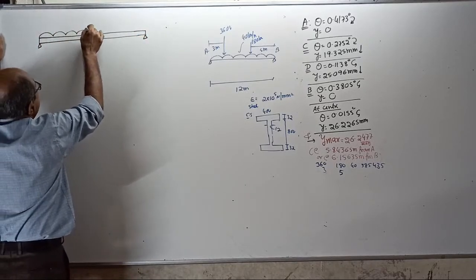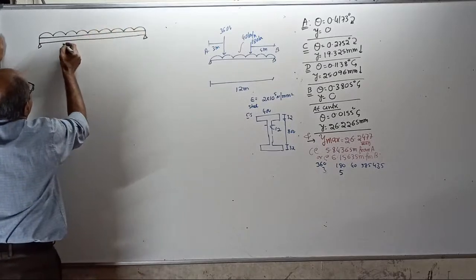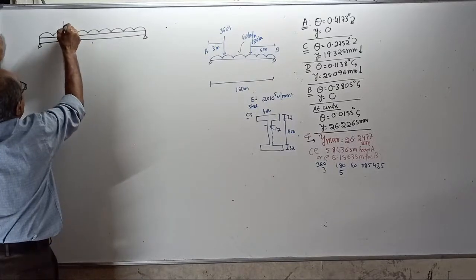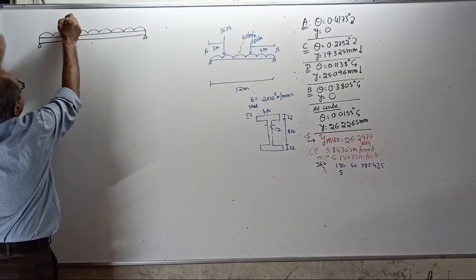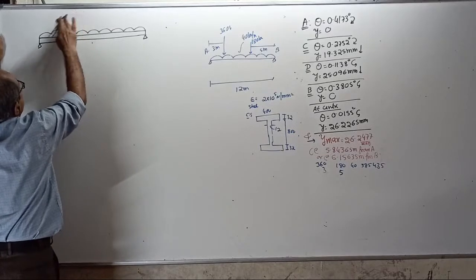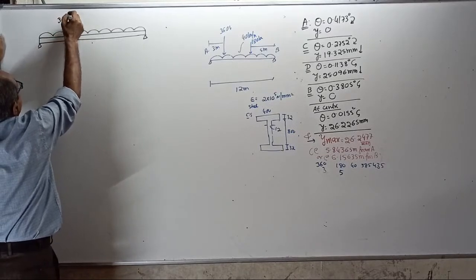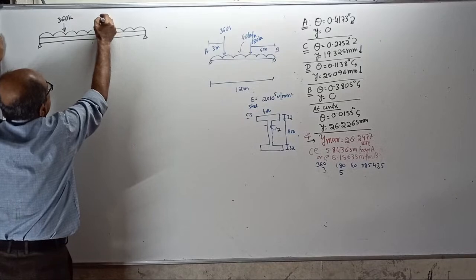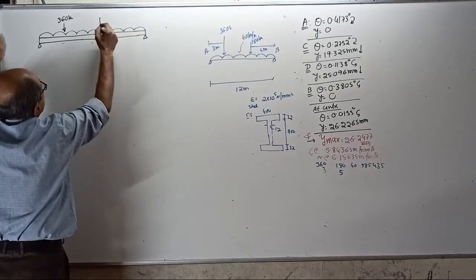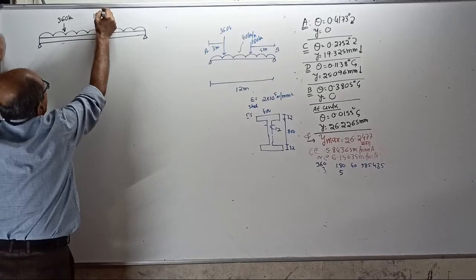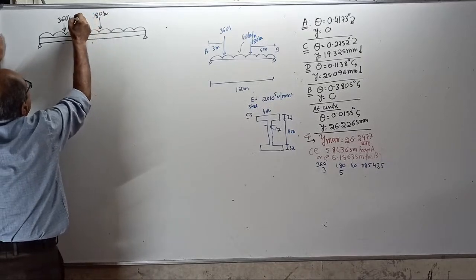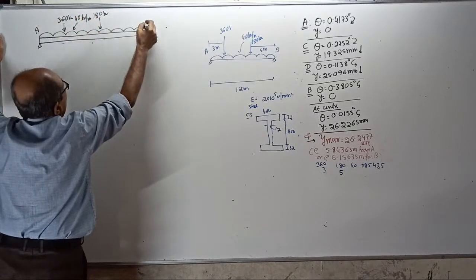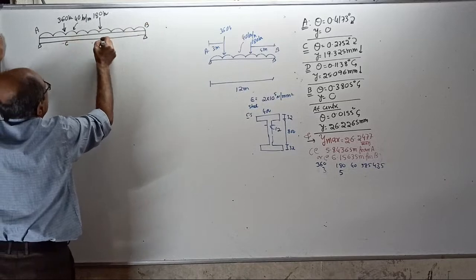UDL of 40 kilonewton per meter, 3 meter, total 6 meter is there. At 3 meter, a point load of how much? 360 kilonewton. Let's put it on the upper side. 360 kilonewton. And at 5 meter from there, a point load of 180 kilonewton. UDL of 40 kilonewton per meter. Tell me, is the board fully visible? A, B, this I will call C, this I will call D.